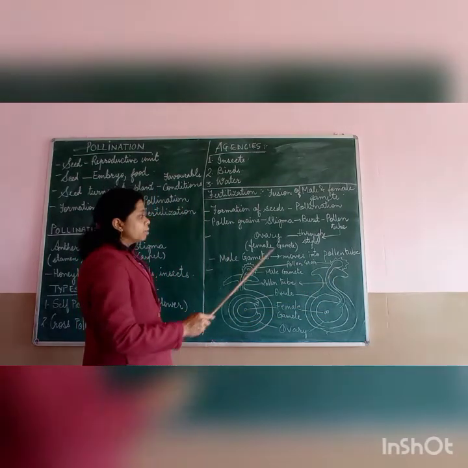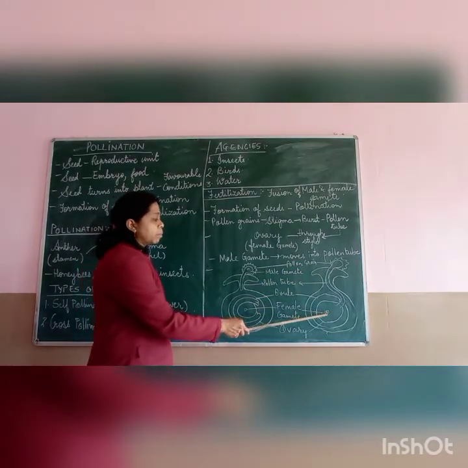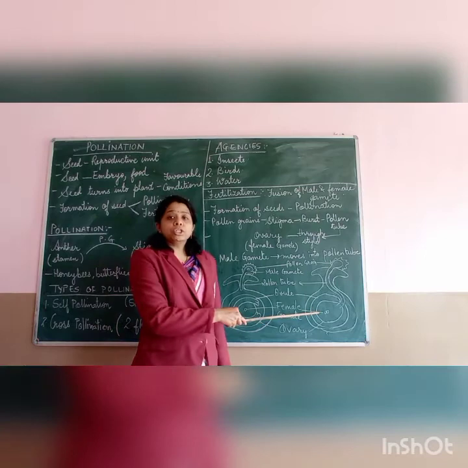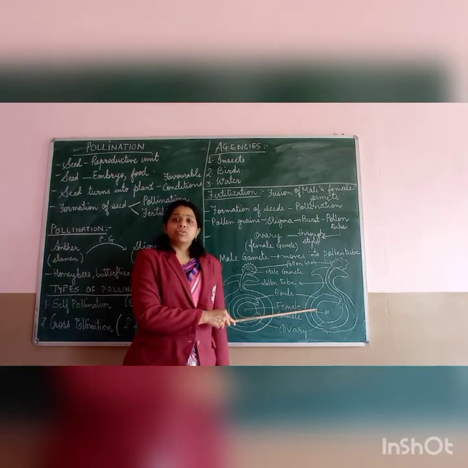The male gamete moves down the pollen tube, and finally fusion takes place, which results in the formation of an embryo, which will help in the development of a seed.